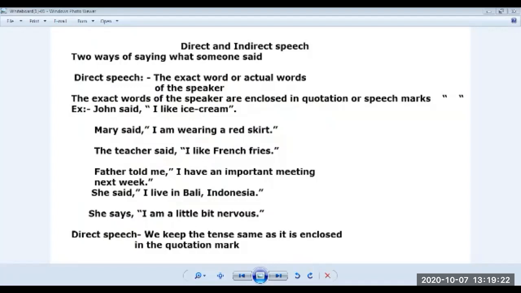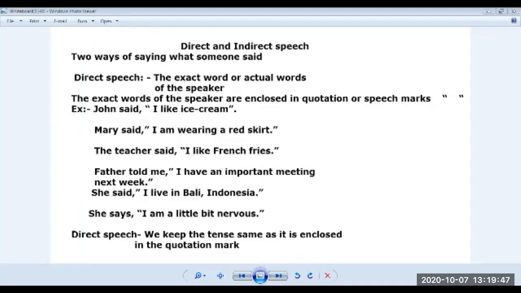So Mary is like the speaker, ma'am? Yeah, Mary is the speaker. Yes, Mary is the name of the girl. She says, "I am wearing a red skirt." Yes, those are her actual words. She's speaking in direct speech, using her exact words, or the actual words. Okay, it's just like a conversation.